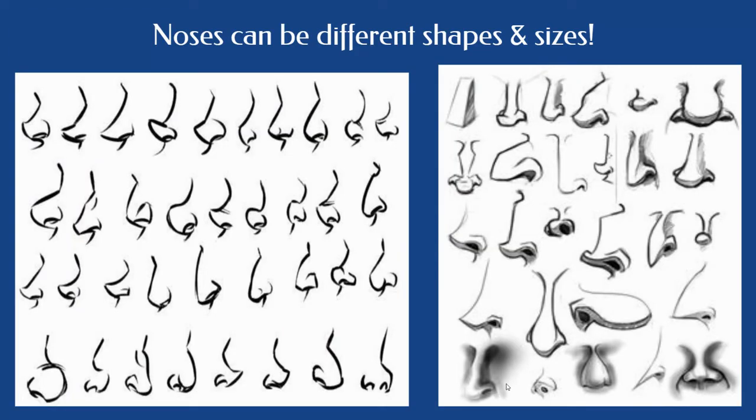Noses can be different shapes and sizes, and as you create your sun and moon together as one, you'll be deciding what nose you'd like to use. This nose will be shared with the moon and the sun.